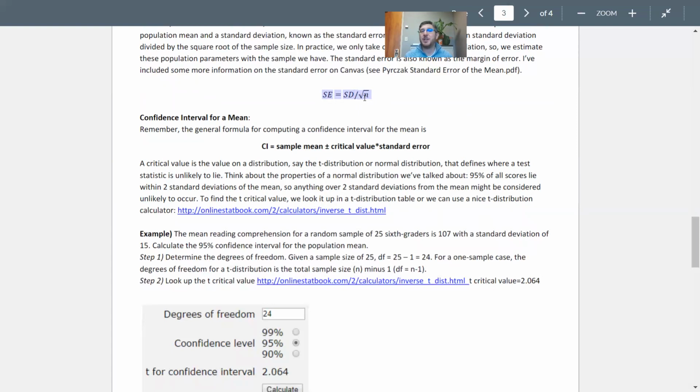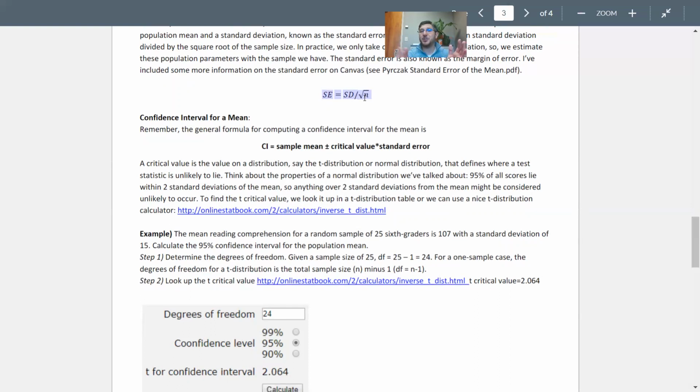The critical value is the value of the distribution that defines where the test statistic is unlikely to be. If you think about the properties of a normal distribution, where 95% of scores lie within 2 standard deviations of the mean, anything occurring beyond 2 standard deviations might be considered unlikely. So that critical value helps determine the limits on the confidence interval that we're interested in. We want to know where it is in that distribution where 95% of the scores would lie. In the normal distribution, around 95% of scores are going to be within 2 standard deviations of the mean. It's really within 1.96 standard deviations of the mean.